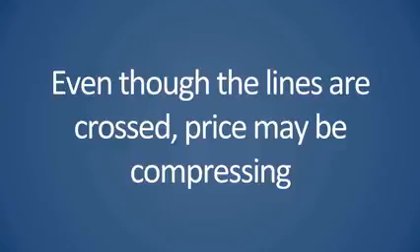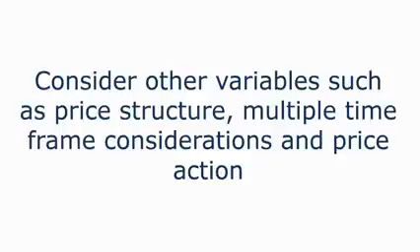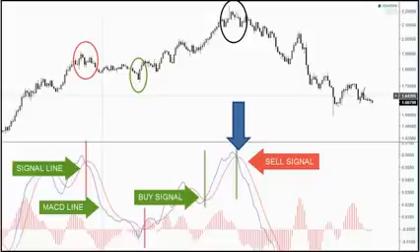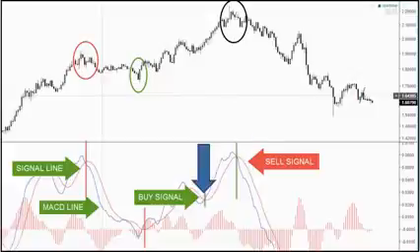You simply look to short rallies during a MACD downtrend and buy pullbacks during an uptrend. And some traders will use the MACD signal line crossovers to buy or sell the market. You may want to consider other variables such as price structure, multiple time frame considerations, and price action in conjunction with trading a simple cross. Once the MACD line crosses over the signal line to the downside, that would be bearish, and you could use that as a signal. Conversely, if the MACD line crosses to the upside, you'd be bullish, and you can use that as a buy signal.